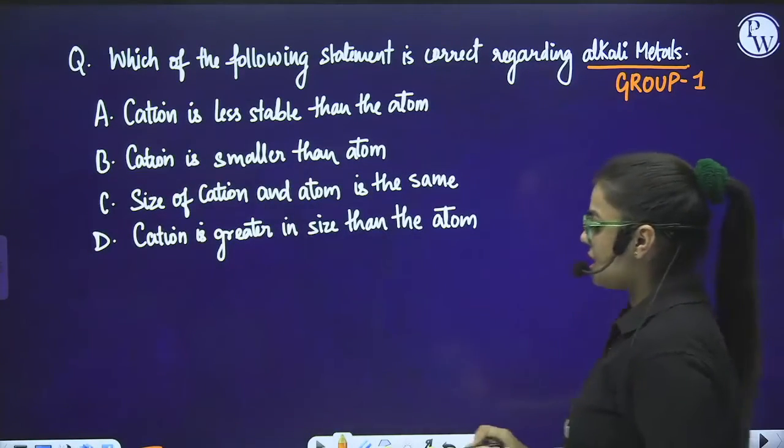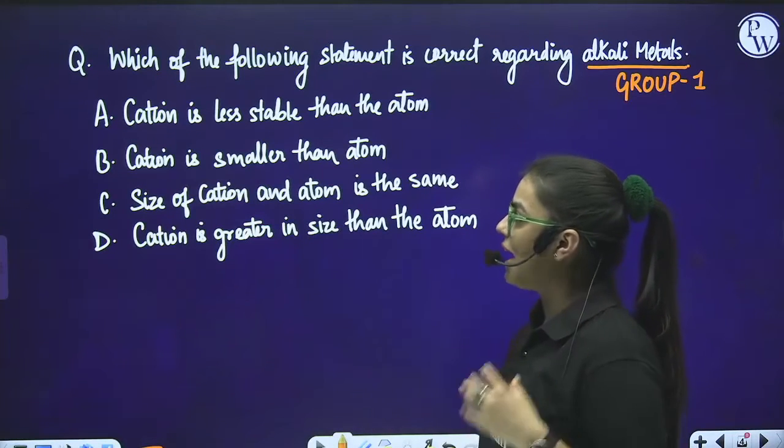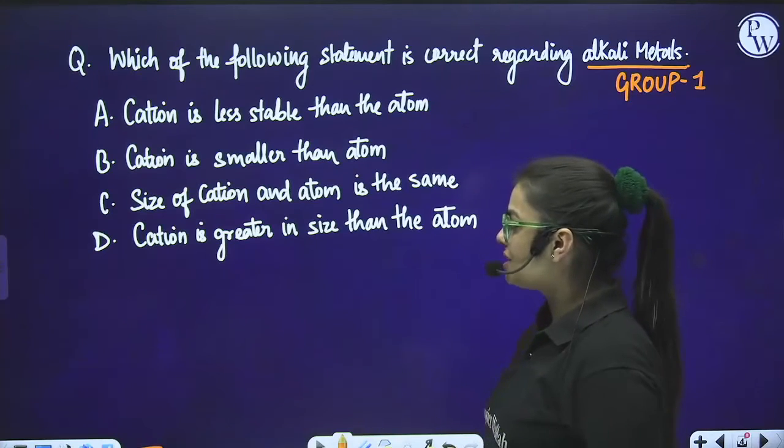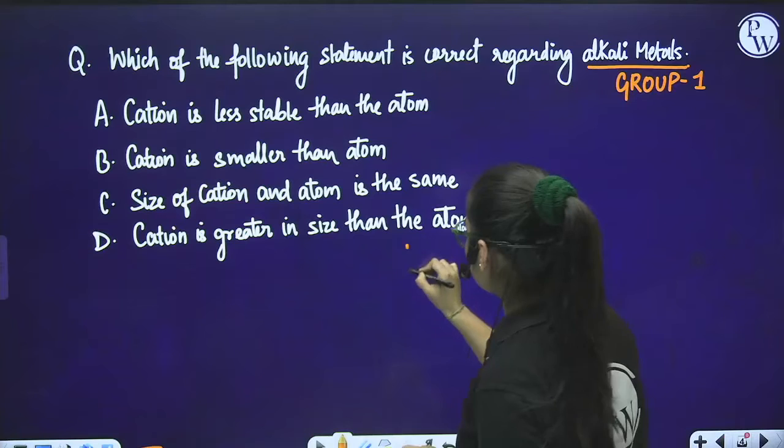Yeah. So now let's discuss one by one. The very first part is: cation is less stable than atom. Cation is smaller than atom, and the size comparison is given. Now let's talk about sodium. Let's take an example of sodium.